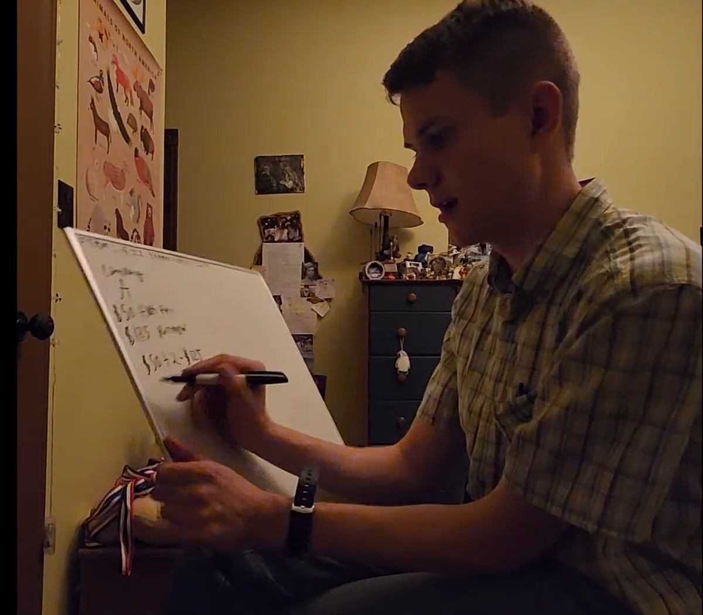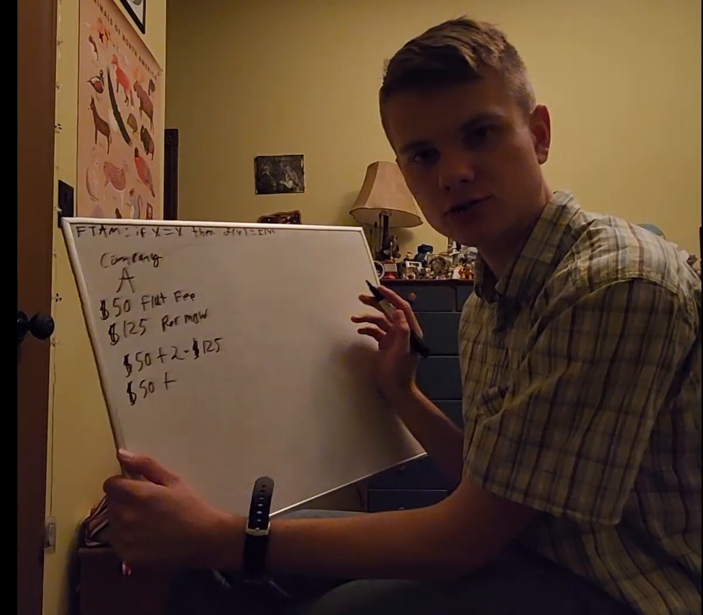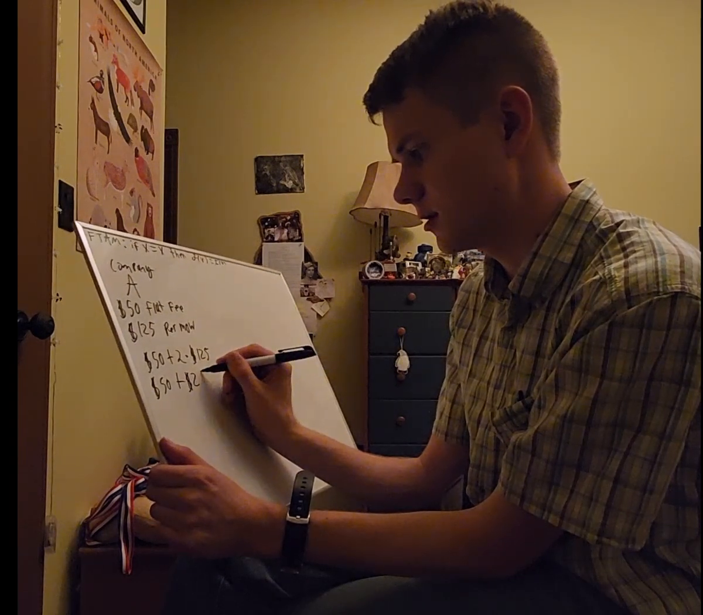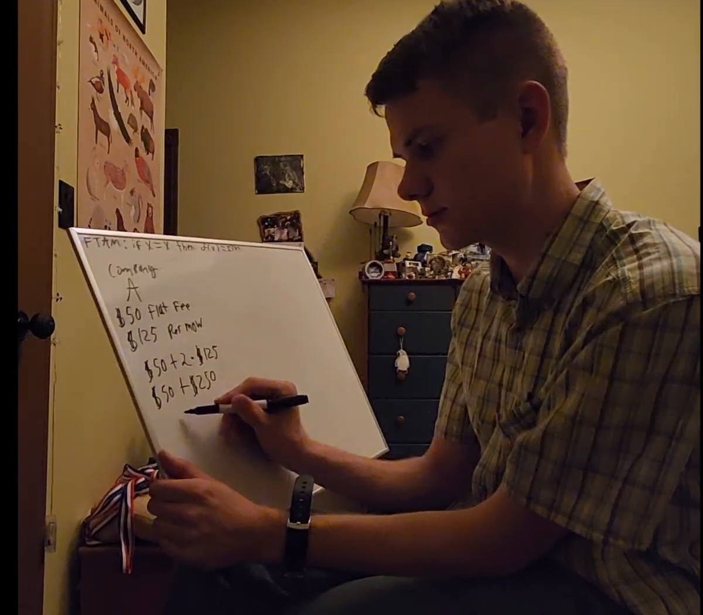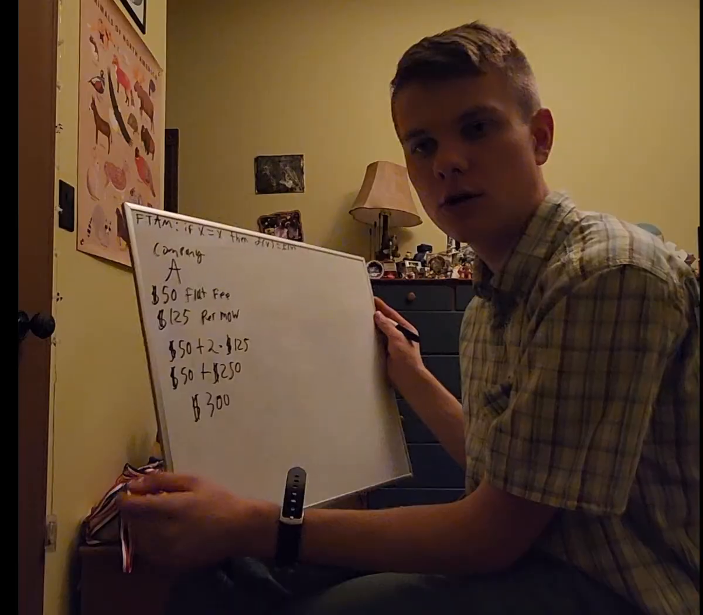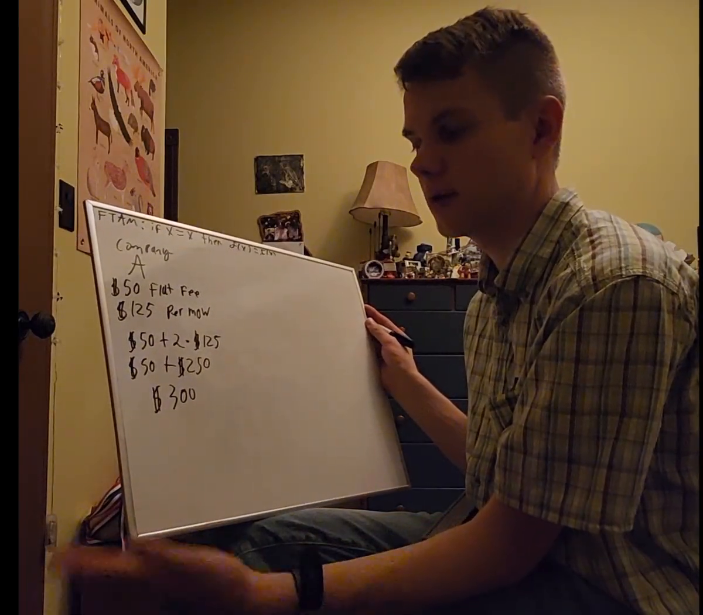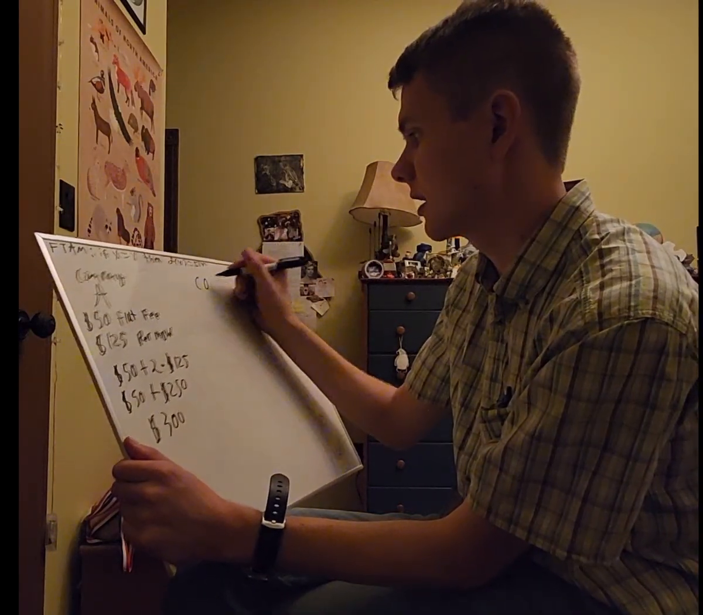Okay, so now let's do the math. So we've got $50 plus 2 times 125 is 250. And then $50 plus 250, that's 300. So if you get your lawn mowed twice a month, it's going to cost you $300 a month. Now let's look at company B.